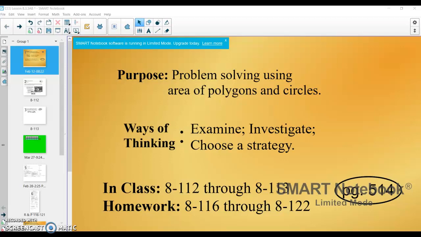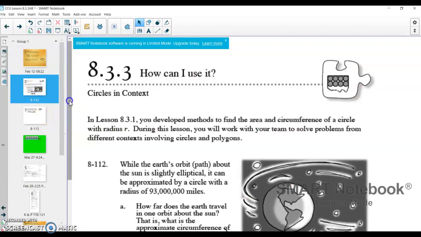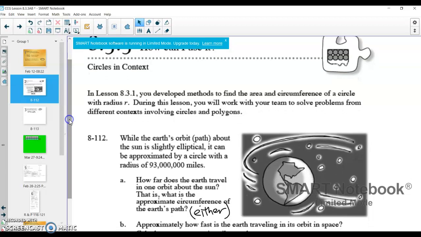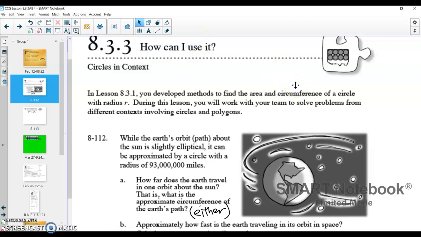So we'll get right into it here with problem 8-112. Okay, so it's saying, just as the intro, how can I use it? Like I said, it's just application of the problems that we've seen yesterday and before break. All right, so in lesson 831, you develop methods to find the area and circumference of a circle with radius r. During this lesson, you will work with your team to solve problems from different contexts involving circles and polygons.